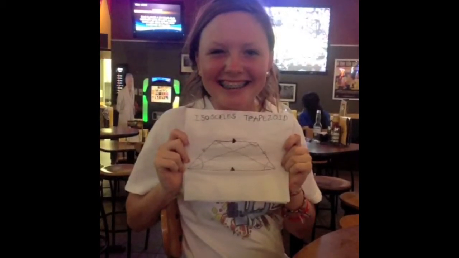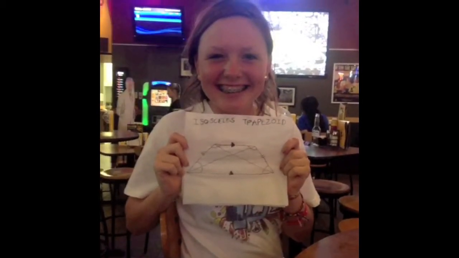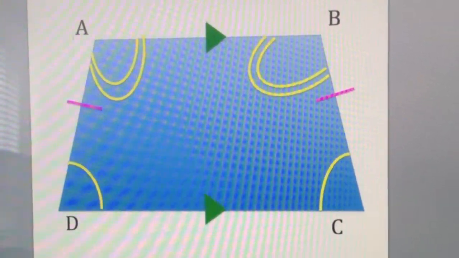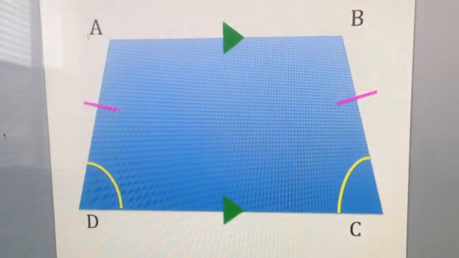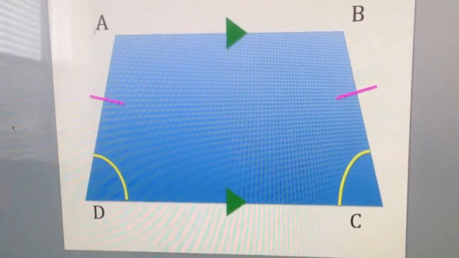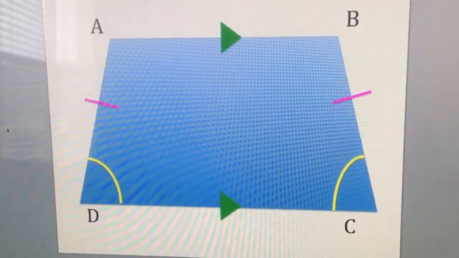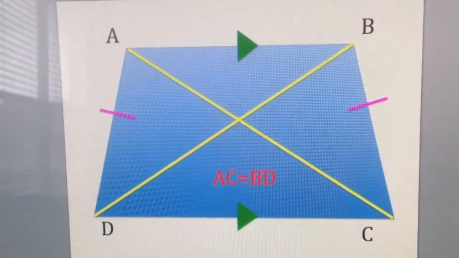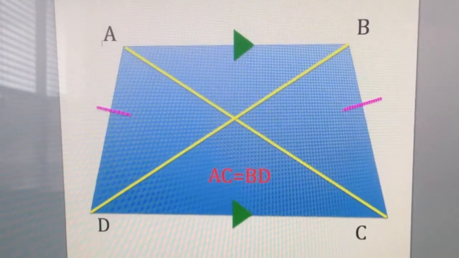You can tell if a trapezoid is isosceles if each pair of base angles is congruent, the trapezoid has one pair of congruent base angles, or if the trapezoid's diagonals are congruent.